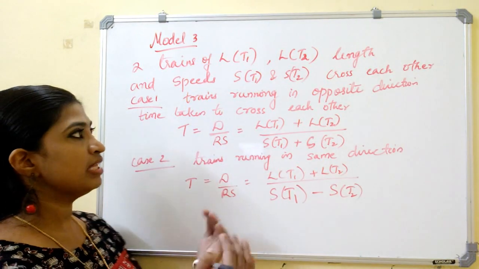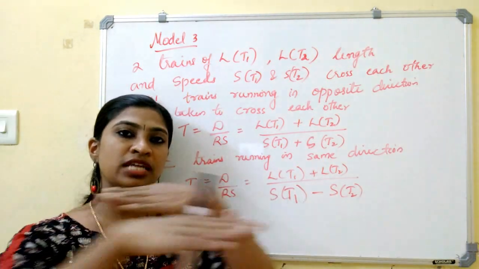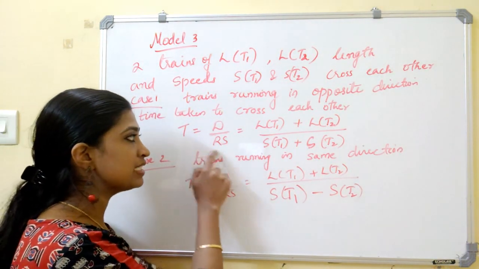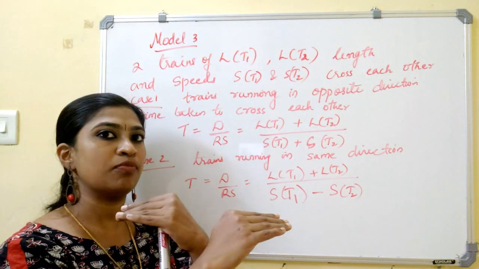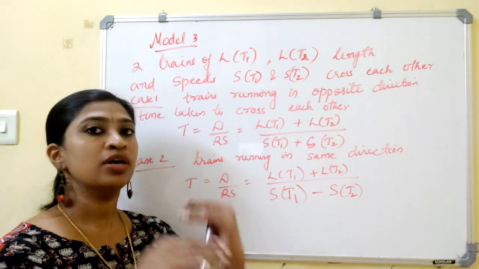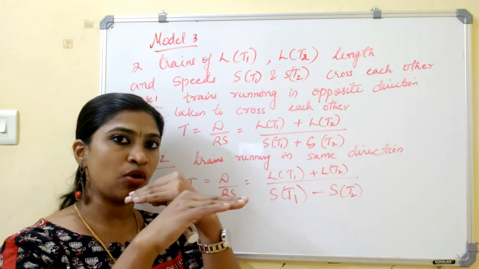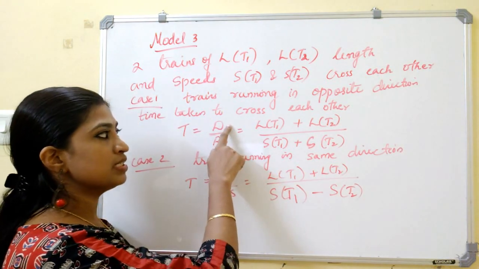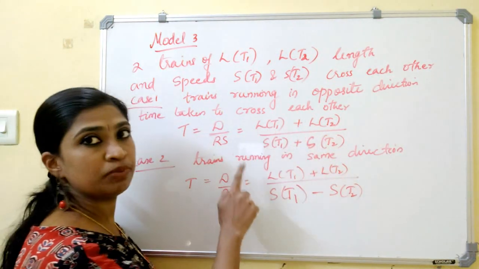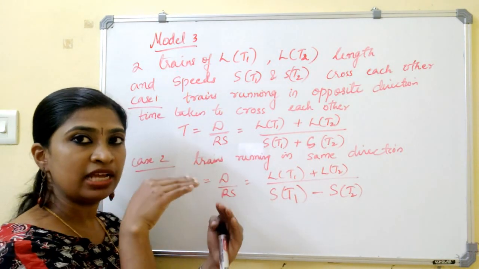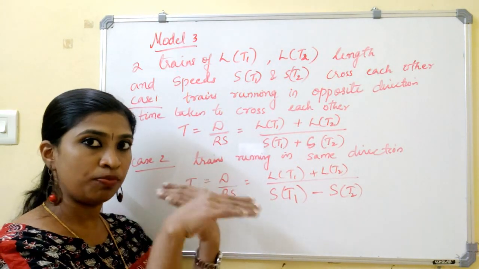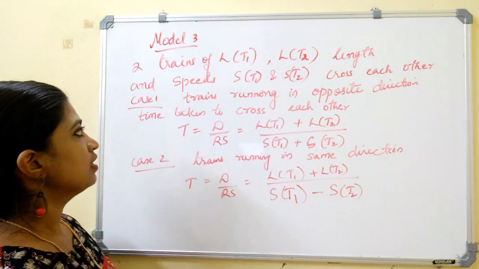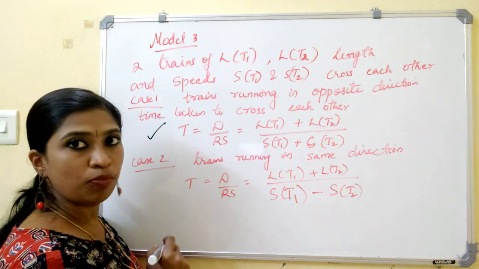In the first case, when these trains are traveling in opposite direction, time taken to cross each other is given by time is distance by speed. But here the speed is relative speed because both the trains are moving. So we have to consider relative speed. Whenever two objects are traveling in opposite direction, the relative speed is the sum of their speeds. So total distance is length of train 1 plus length of train 2, and the speed is relative speed. That is, when they are traveling towards each other in opposite direction, speed of train 1 plus speed of train 2.